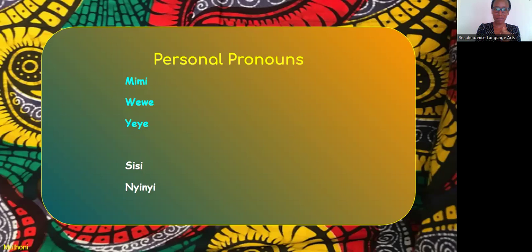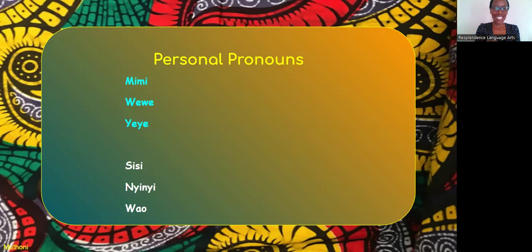Nyinyi. Pronounce that with me. Nyinyi. You might also hear it pronounced as ninyi. So it's just the same thing. Nyinyi, you all. Nyinyi ni wanafunzi. You are students. So yes, when I'm talking about you in plural, you are students. And then lastly, we have wao, when we're talking about them. So here, wao is they, third person plural.